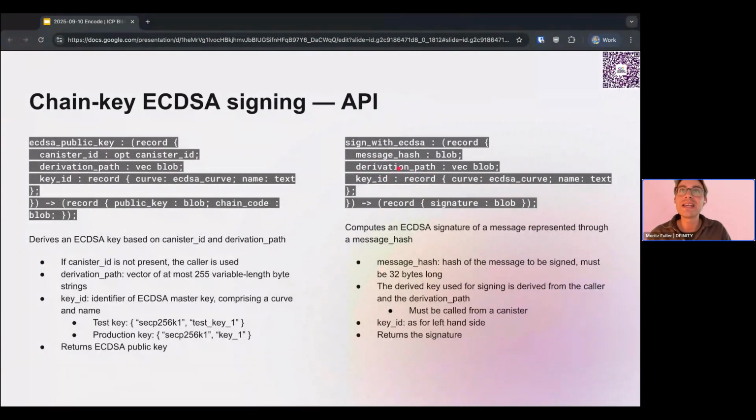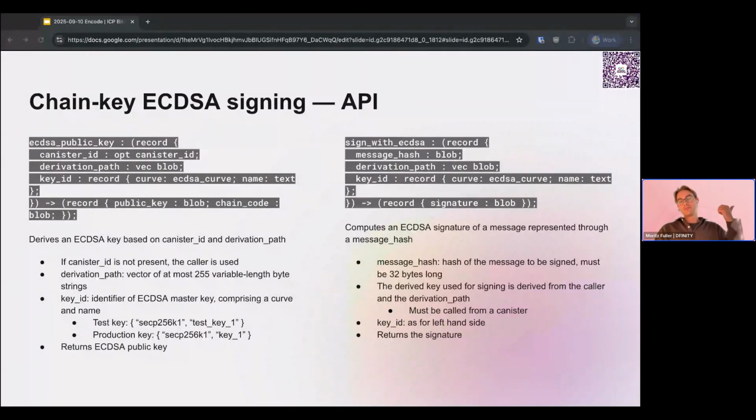And as you can see here now, there's no argument canister ID. Learning the public keys of other canisters is of course no problem, but if you could sign for other canisters, that would be bad. So whatever canister calls this endpoint, this will be the canister ID that is used to then determine the signature that is being created.